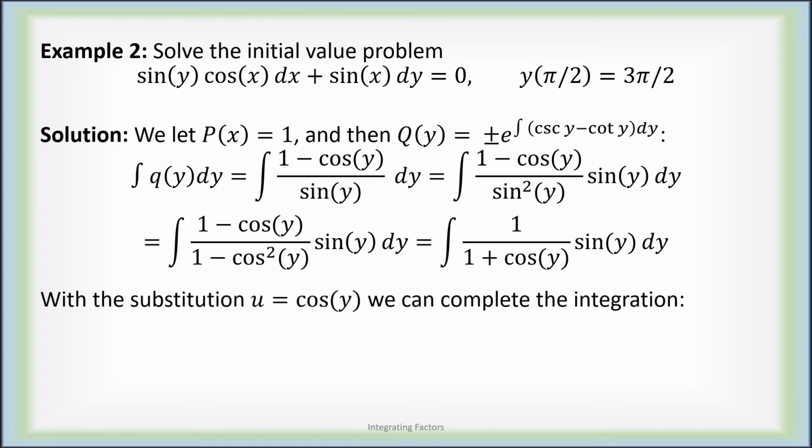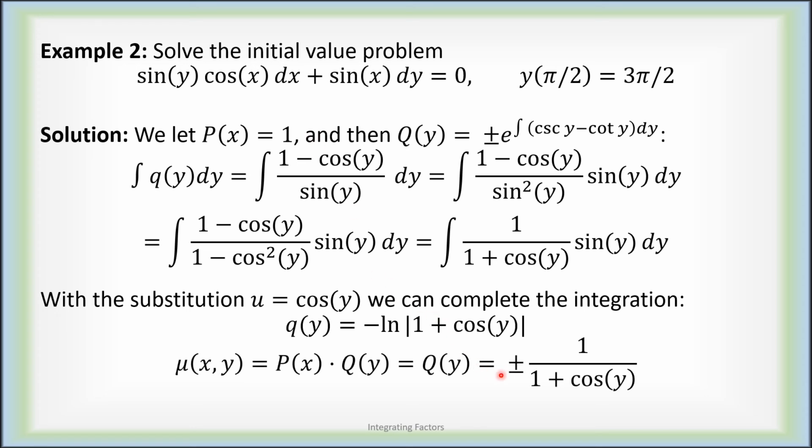If I do the substitution u equals cosine of y, this works out pretty directly to just be negative log of 1 plus cos y in absolute value. Now what's capital Q? Capital Q is plus or minus e to all of this. When I take e to all of this, I'm going to take this minus 1 and absorb it in here as a power. So then I'll have 1 over 1 plus cos y, and then e and the natural log will cancel out. So Q of y is plus or minus 1 over 1 plus cosine of y. And remember that capital P of x was 1. So our integrating factor is plus or minus 1 over 1 plus cos y.